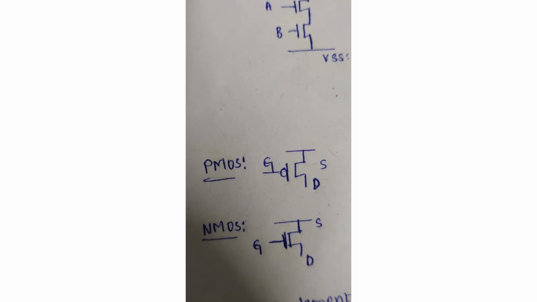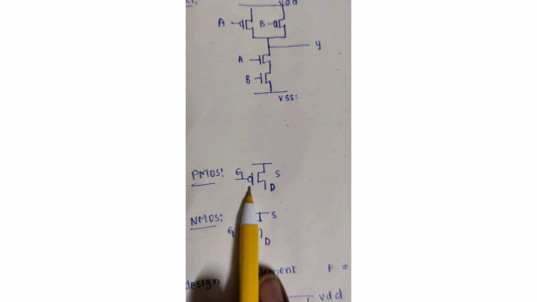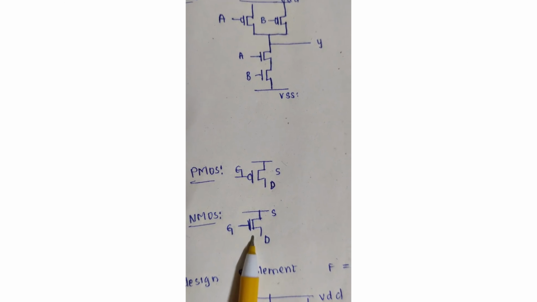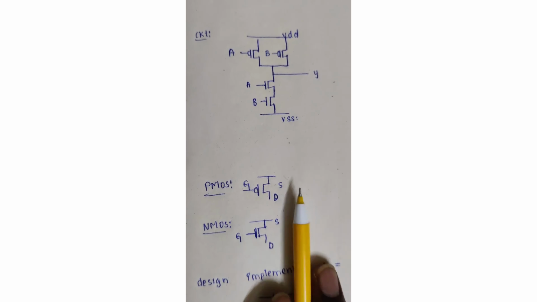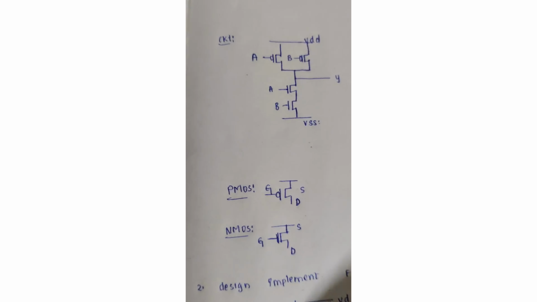Now let us go with how a PMOS and an NMOS look like. This is how a PMOS and NMOS look like. A PMOS has a circle at the gate terminal where an NMOS doesn't have, and the source, gate, drain terminals look like this. PMOS and NMOS. This is how a basic PMOS and NMOS implementation should look like.